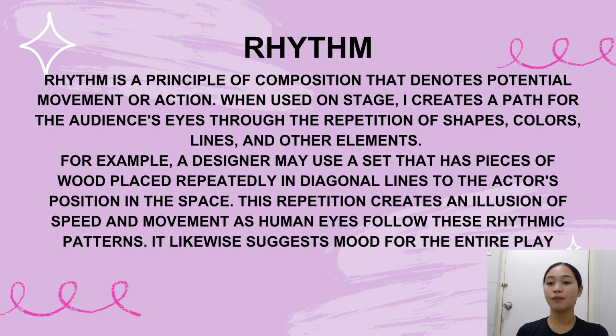For example, a designer may use a set that has pieces of wood placed repeatedly in diagonal lines to the actor's position in the space. This repetition creates an illusion of speed and movement as the human eye follows these rhythmic patterns. Likewise, it suggests the mood of the entire play.